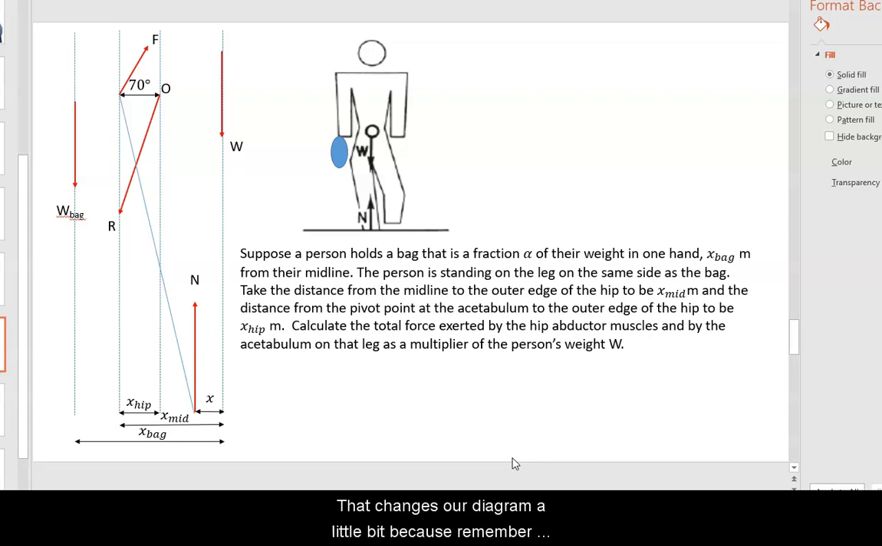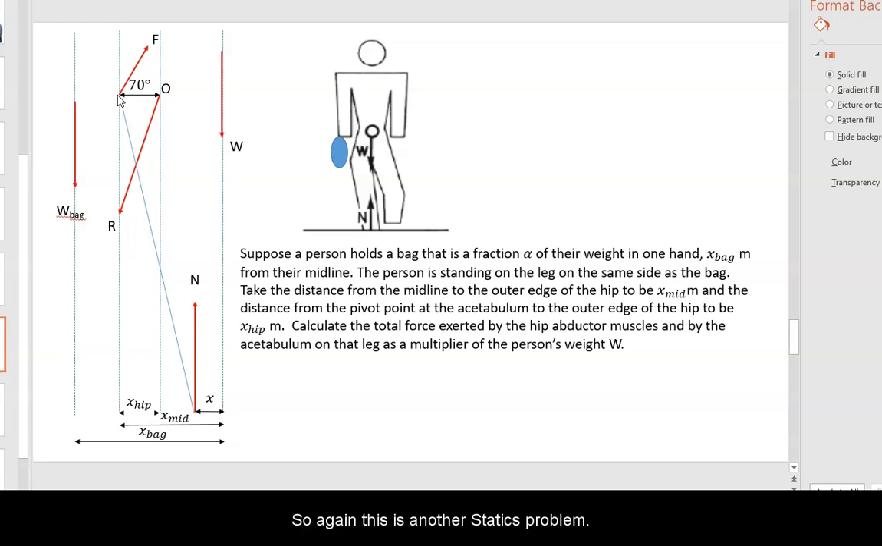And that changes our diagram a little bit, because if you remember from the previous one, the weight of the bag was way over here. This time the weight of the bag is over on the same side as the foot, right? So we've got the midline, we've got the foot, we've got the bag. Now, in the end, it's on the same side of the body as the hip, would be a better way to put it.